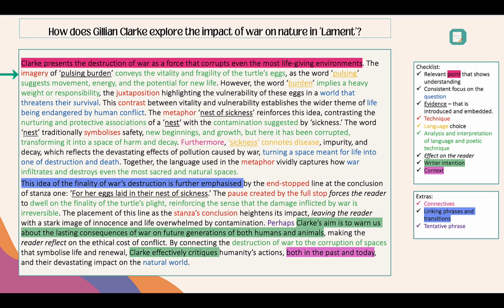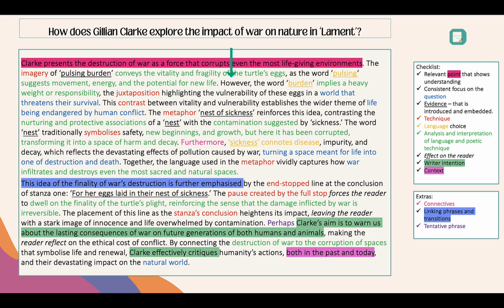So here we've got our interpretation. So green is analysis and interpretation. Your interpretation is, what do you think that it does? What do you think that it means? And then we dive into some language analysis here, as the word pulsing suggests movement, energy, and the potential for new life. However, the word burden implies a heavy weight or responsibility. So note how we lead here with a connective, which indicates how we're going to discuss this. So the word however shows that actually maybe we're going to add something contrasting here.